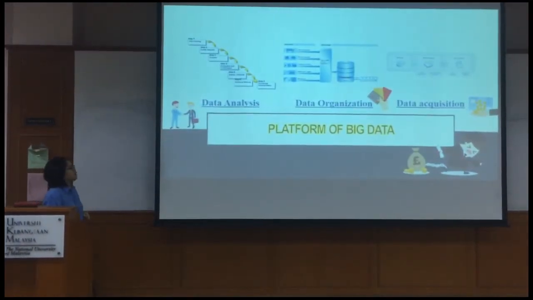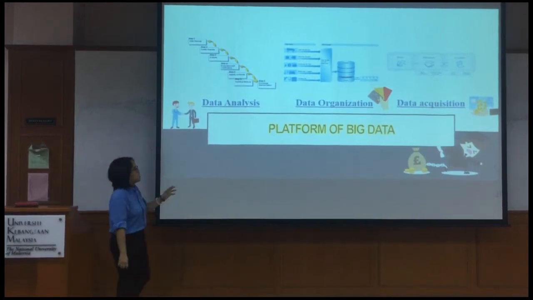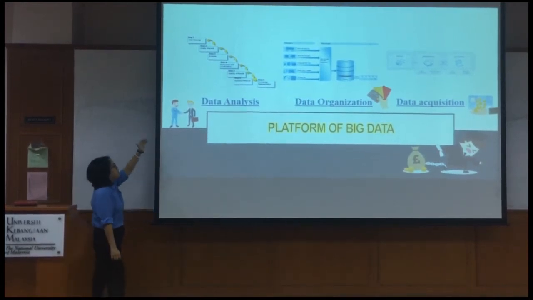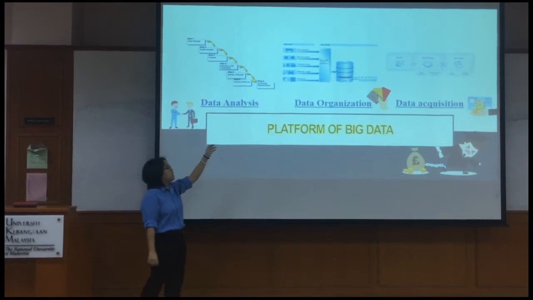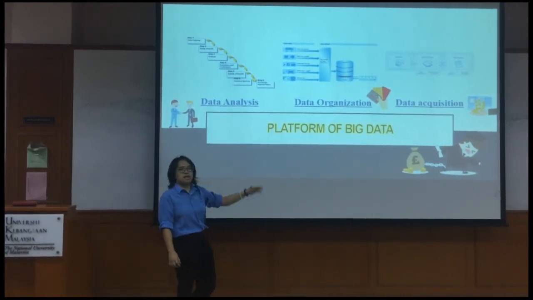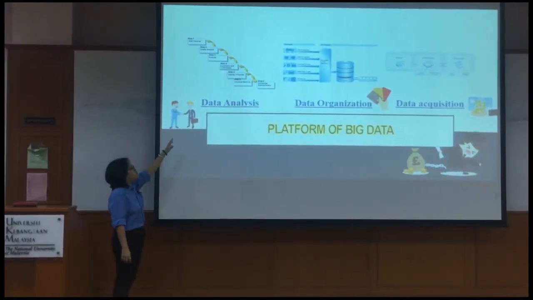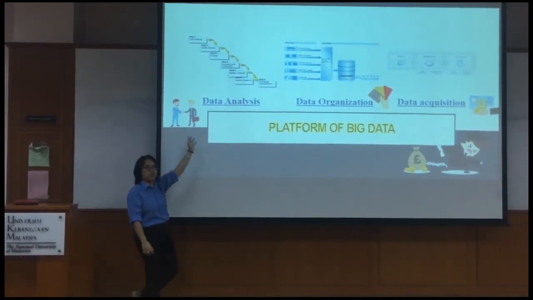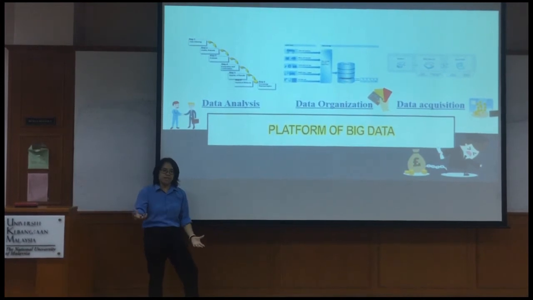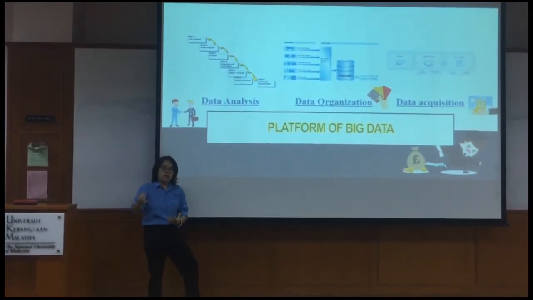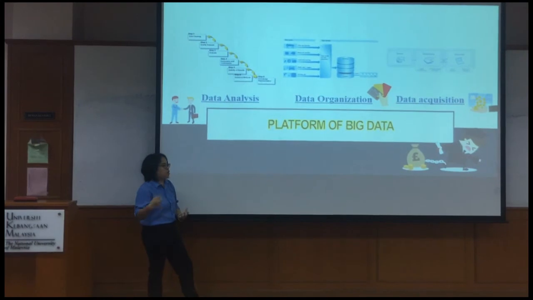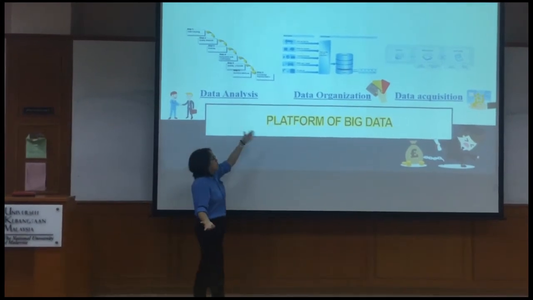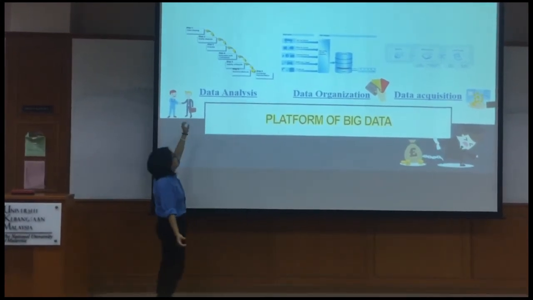So we move on to the last part of the background study of big data. Performing big data has three types. The first is data analysis, the second is data organization, and the third is data acquisition. Data analysis plays a main role in a company, because without actual analysis, the company's business processes cannot work as normal. The second is data organization.